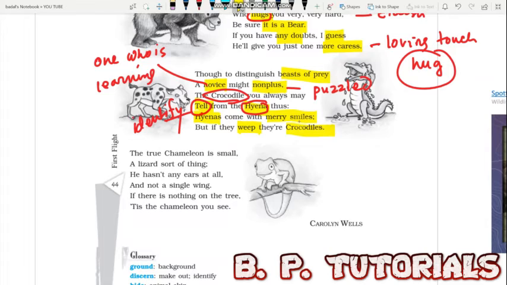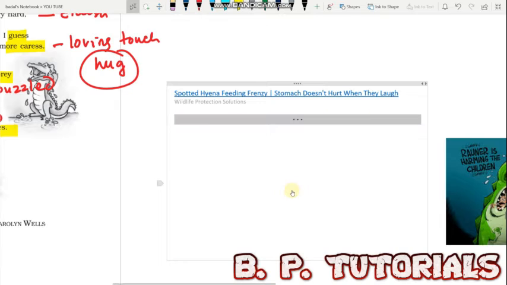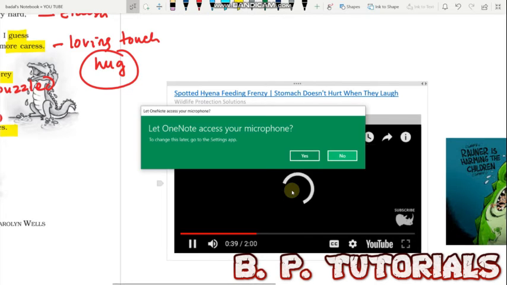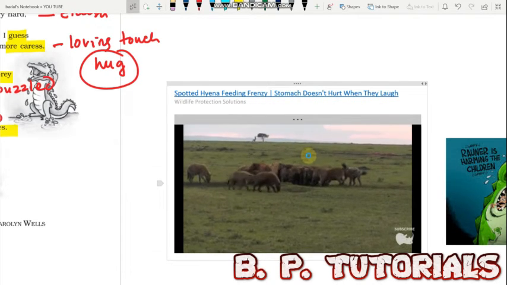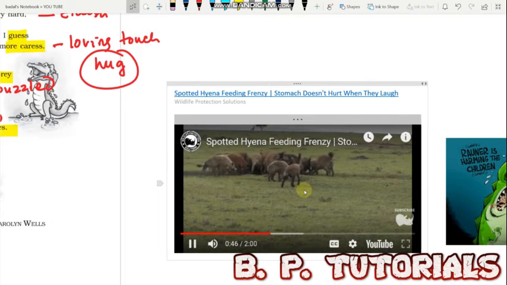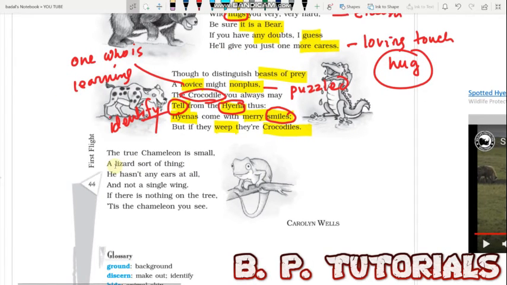While eating, actually, while they'll be killing the beast of prey, hyenas will be smiling. This is hyenas' habit. If you don't believe, just take a look at once here. There's a video where hyenas are laughing while eating. There it goes. Hyenas go on laughing like humans laugh. The hyenas go on laughing when they go on killing and eating the beast of prey.